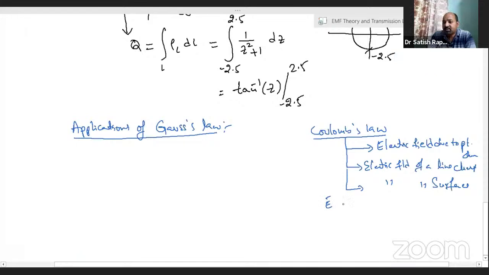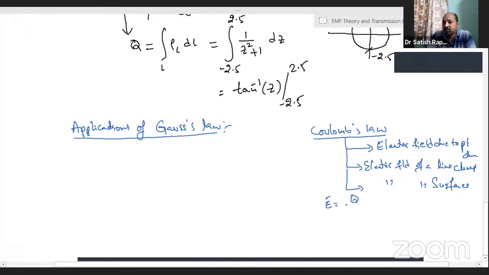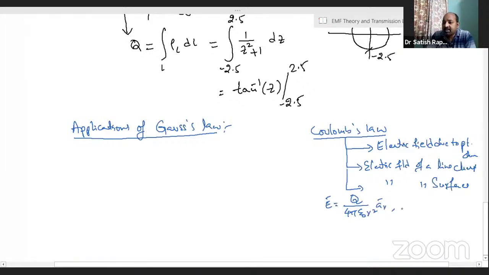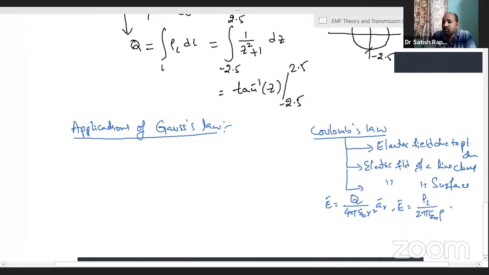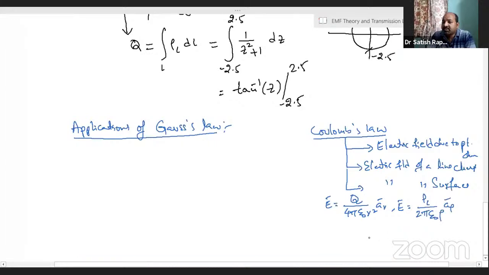So the electric field of a point charge, E bar is equal to Q by 4 pi epsilon naught R square AR bar. For a line charge, E bar is equal to rho L by 2 pi epsilon naught rho, a rho bar. For a surface charge, E bar is equal to rho S by 2 epsilon naught AN bar. So these are the three equations I have derived earlier.